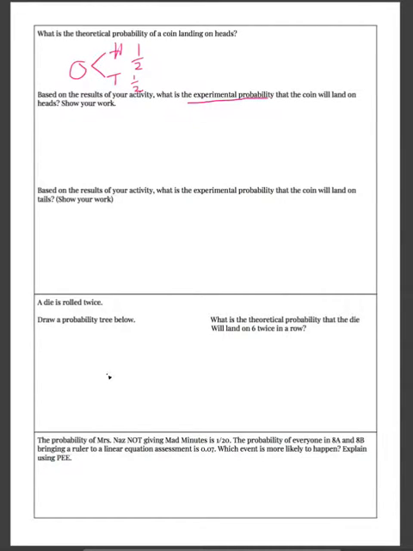Now let's talk about dice. Okay, die is the singular of dice. Dice is plural. Now what is it? It's a 6-sided cube that has the numbers 1 to 6 on its sides.